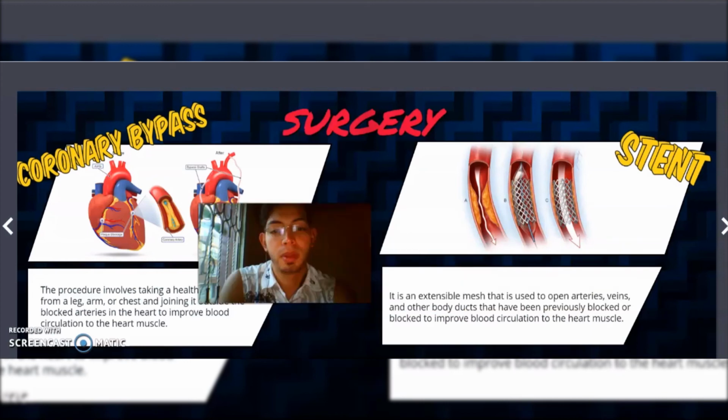Cardiac stent. This is an extensible mesh used to open arteries, veins, and other body ducts, and has been made to improve fluid circulation of the heart. Method: this mesh is inserted using a catheter through the femoral artery. This introduction is called cardiac catheterization.